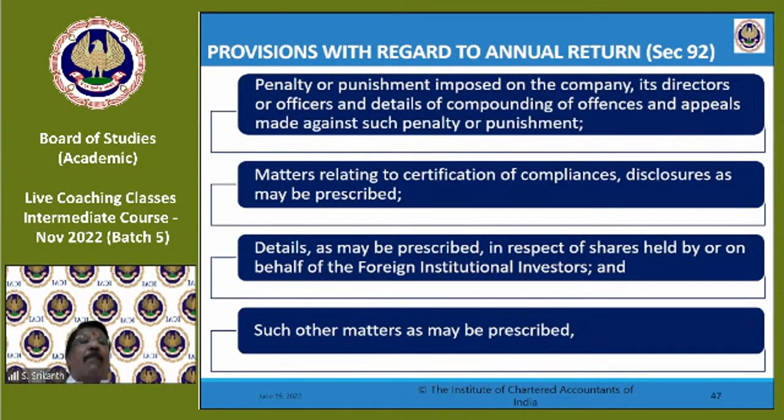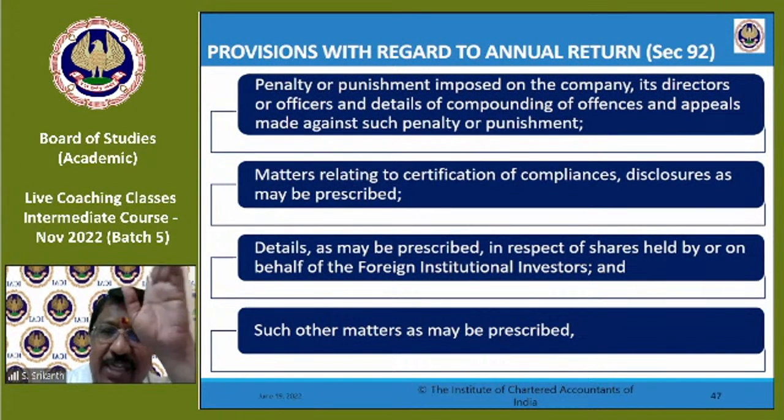Any certification of compliances, etc., disclosures which are prescribed. Okay. So on and so forth. So the annual return is a summary of what happened to this company for the last 1 year. It is a public document, can be inspected.